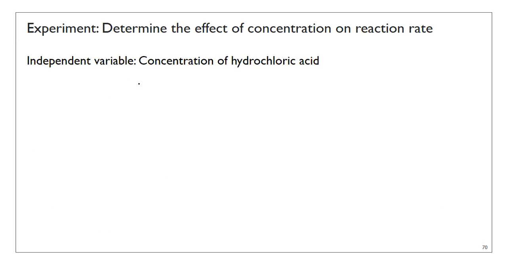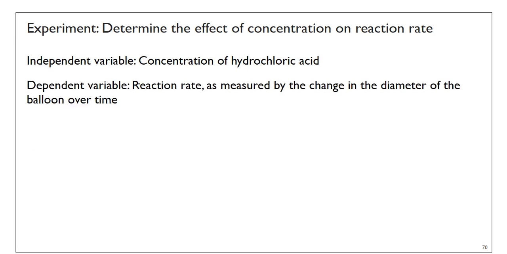So let's recap. The independent variable is the concentration of hydrochloric acid. The dependent variable is reaction rate as measured by the change in diameter of the balloon over time. In this case, I'm being very, very specific in terms of what exactly I am measuring, because you have to do that when you state the dependent variable.